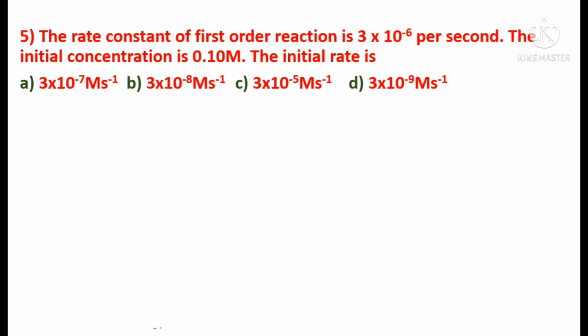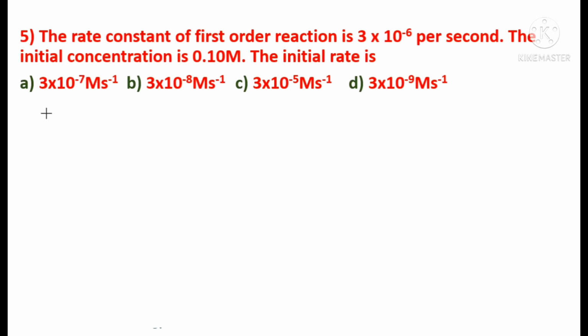Read the next problem, students. The rate constant of a first order reaction is 3 into 10 to the power minus 6 per second. The initial concentration is 0.10 M, and we are asking you to find out the initial rate of the reaction. Okay, so the rate constant value is given, and also the initial concentration is given, and you are asked to find out the initial rate, and the four options are also given.